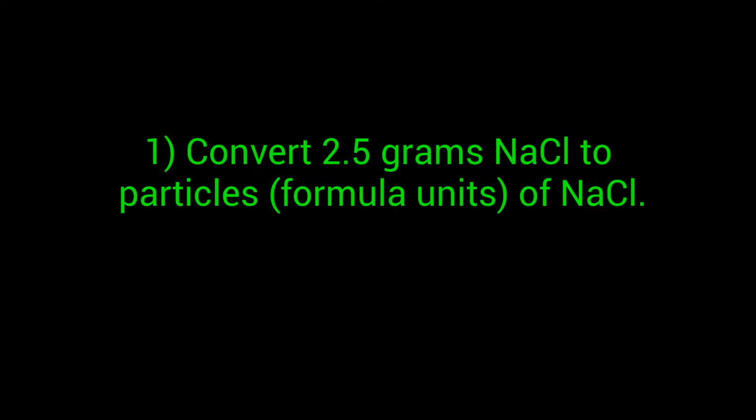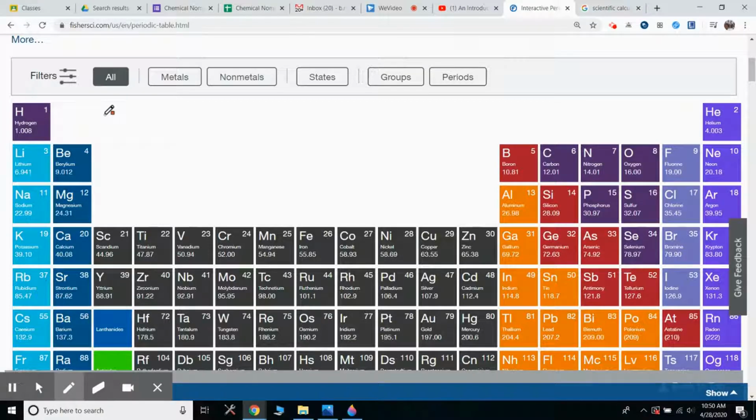In this example, we're going to convert 2.5 grams of sodium chloride to particles of sodium chloride, or more specifically to formula units of sodium chloride. So I'm going to start this problem using the ladder method, and then after I'll pause, and then I'll show you how I could solve the same problem using the mole map.